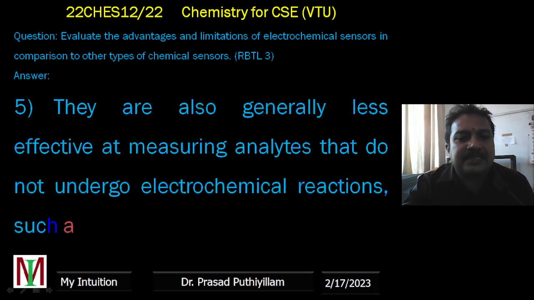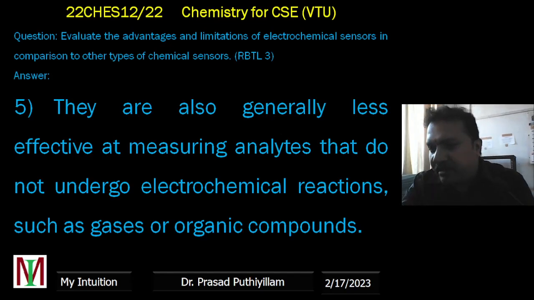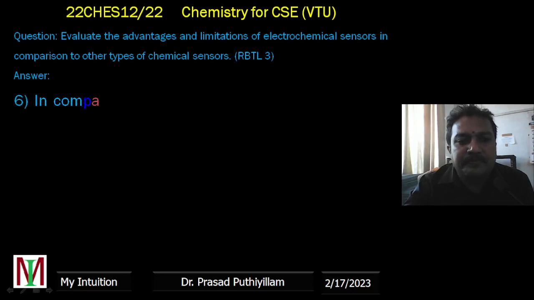They are also generally less effective at measuring analytes that do not undergo electrochemical reactions, such as gases or organic compounds. Anything which does not give a proper electrochemical or redox reaction, mainly gases or some organic compounds, cannot be measured. Only a selected few can be measured with an electrochemical sensor. Not few, many can be measured, but still so many gases and so many organic compounds cannot be measured.